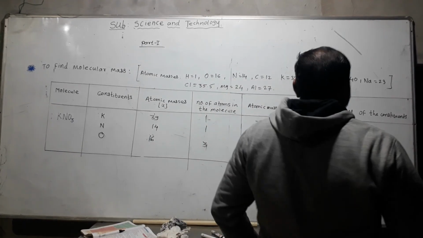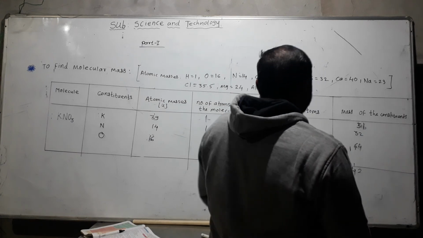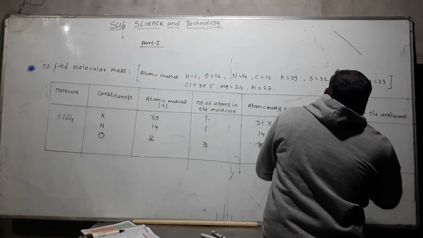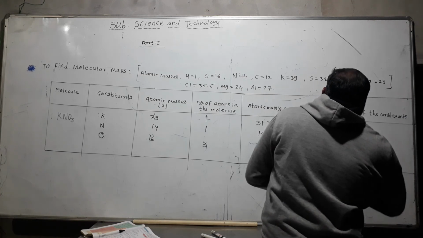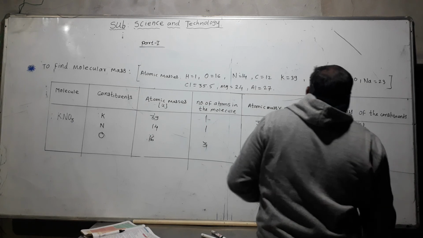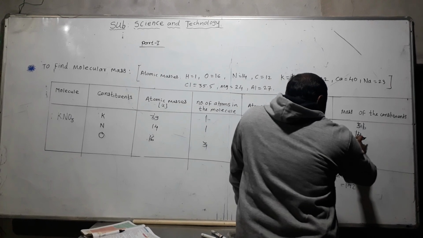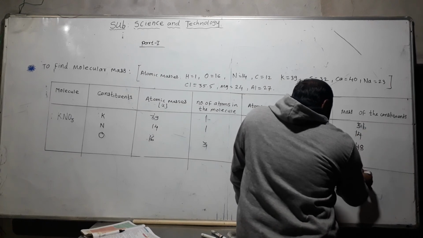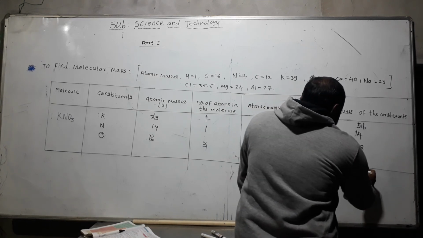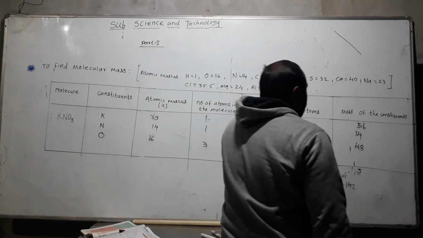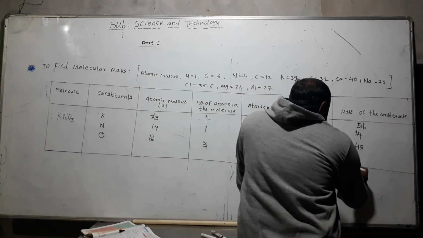39 ones are 39. 14 ones are 14. Then 16 into 3 is 48. Now the addition: 9 plus 4 plus 8 is 21, 1 carry. 3 plus 1 is 4, plus 1 is 5, plus 4 is 9.